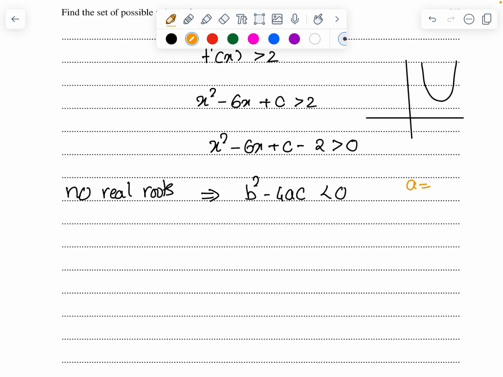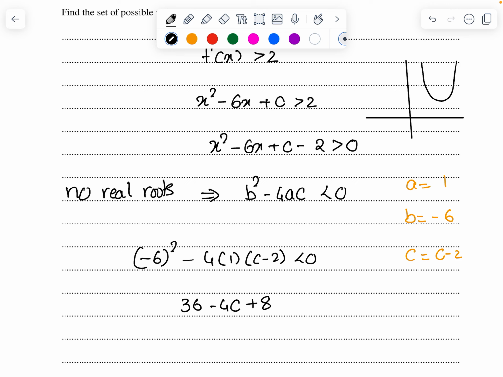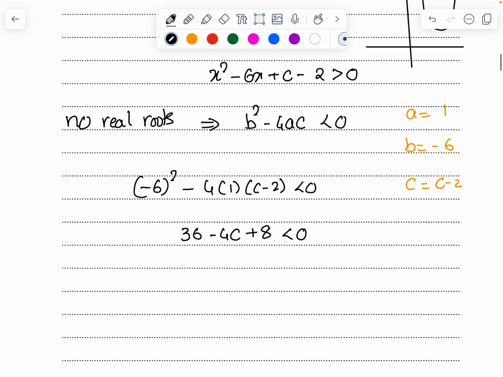So what is the a value? 1. What's the b value? Negative 6. And what is the c value? c minus 2. So b squared minus 4ac is less than 0. 36 minus 4c plus 8 is less than 0. So 44 minus 4c is less than 0. So 4c is greater than 44. c is greater than 11. That's going to be the answer.